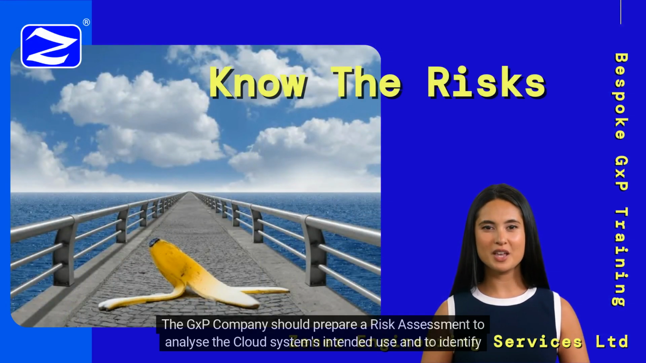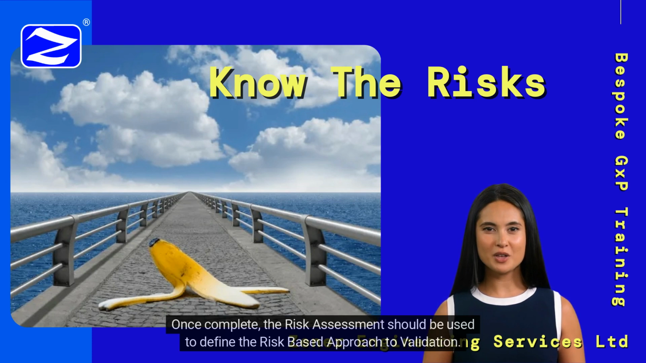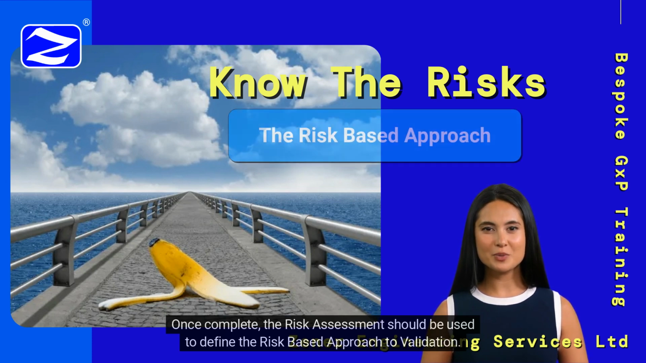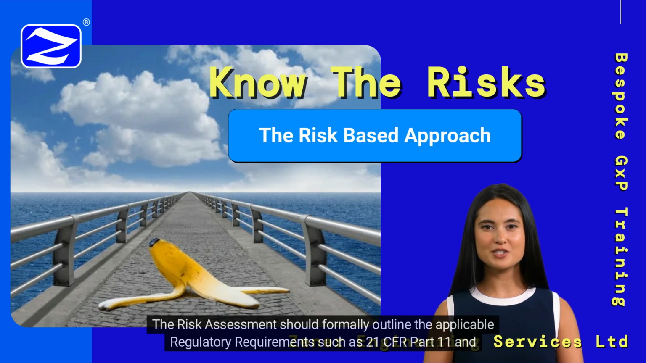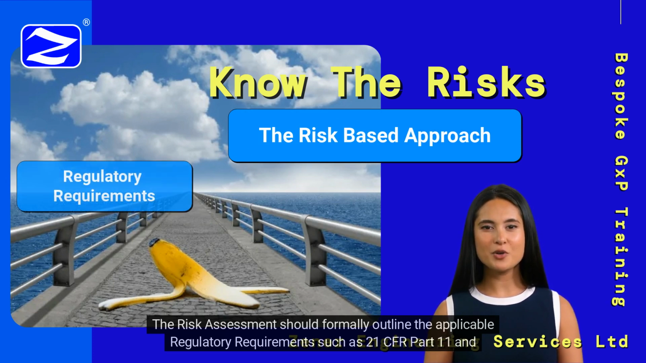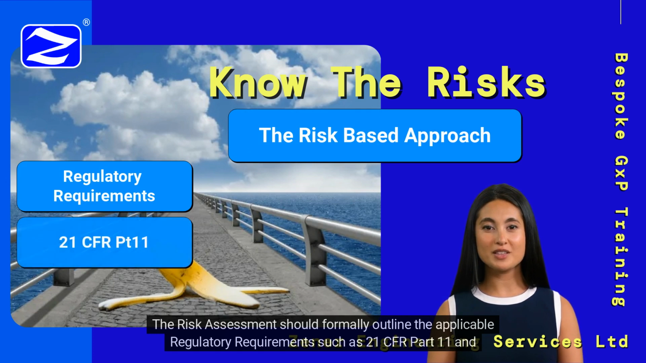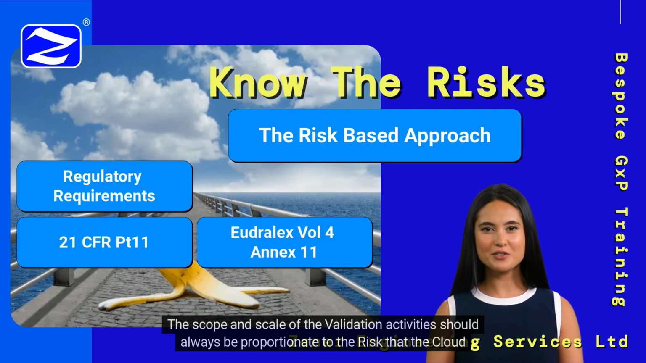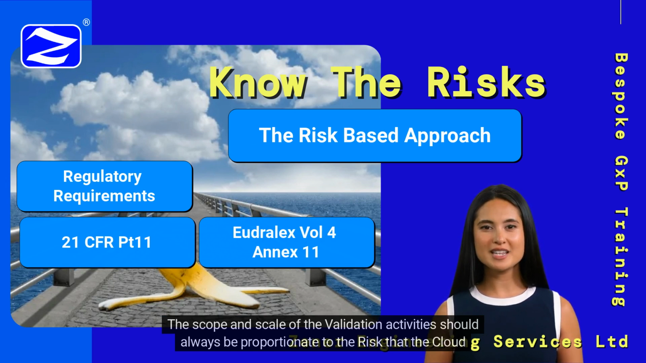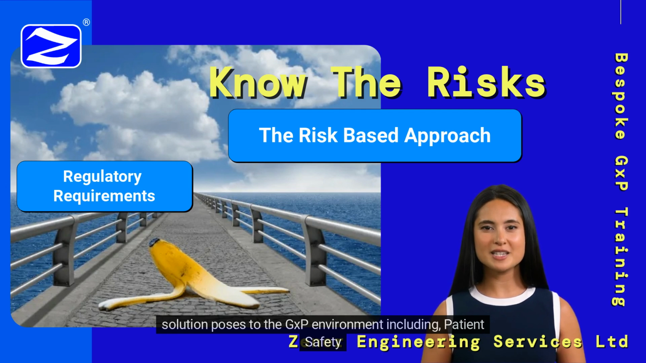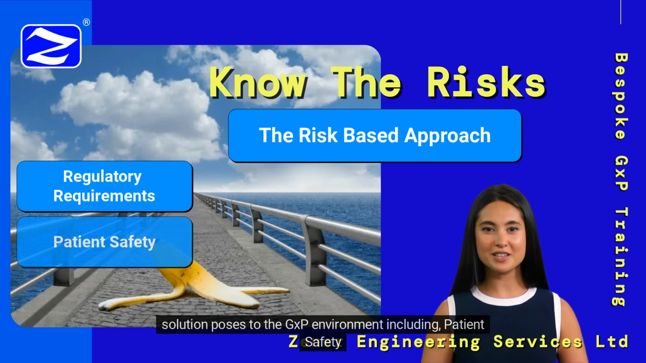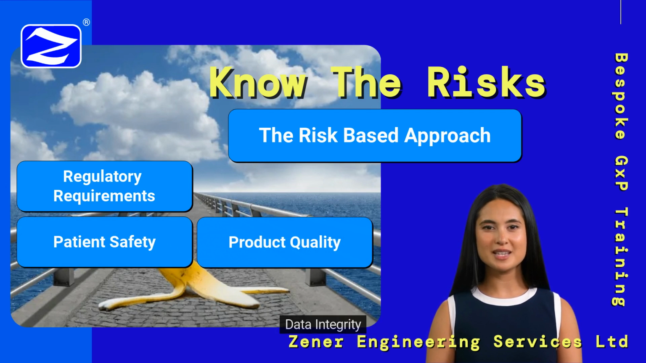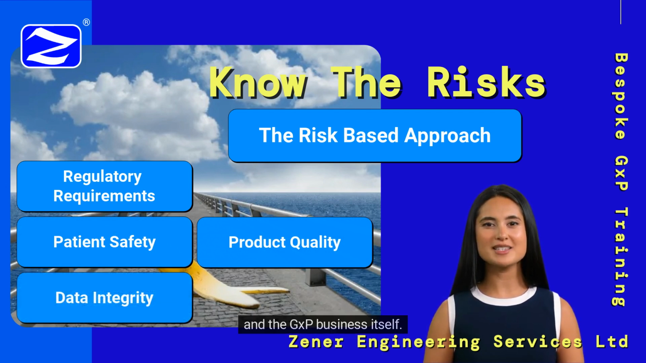The GxP company should prepare a risk assessment to analyze the cloud system's intended use and to identify high-risk areas. Once complete, the risk assessment should be used to define the risk-based approach to validation. The risk assessment should formally outline the applicable regulatory requirements, such as 21 CFR Part 11 and EudraLex Volume 4, Annex 11. The scope and scale of the validation activities should always be proportionate to the risk that the cloud solution poses to the GxP environment, including patient safety, product quality, data integrity, and the GxP business itself.